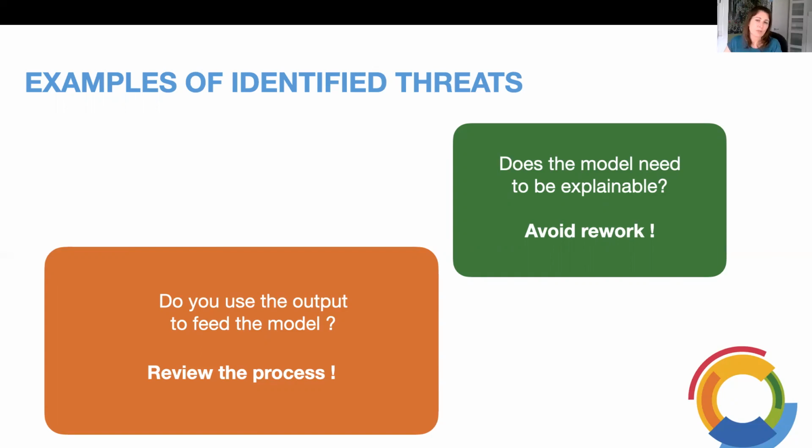Another example is about the threat related to the output of the model. So when asking if the output will be used as input to feed the model, the team realized that to fit a model preventing bias, they had to probably move away from their original plans. This was a really interesting case.